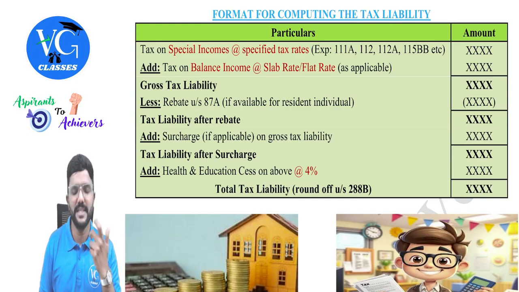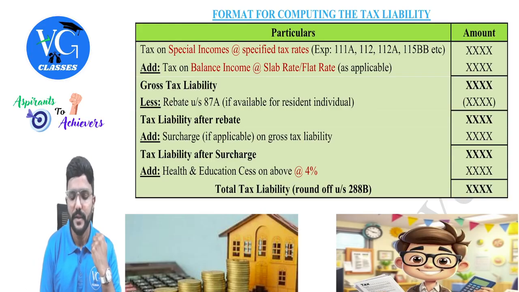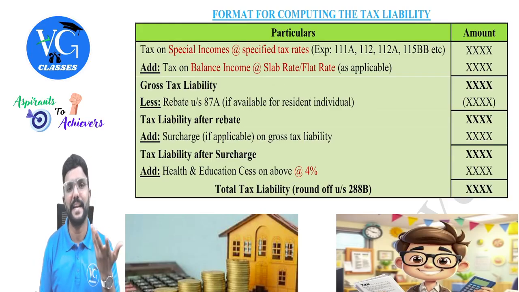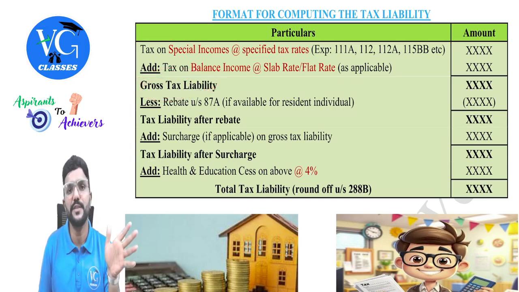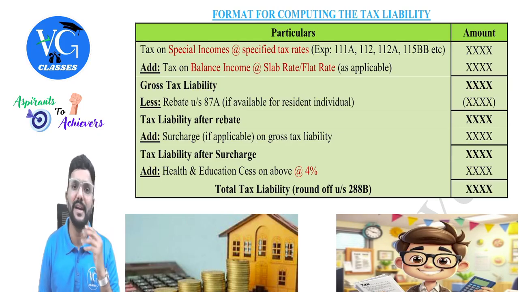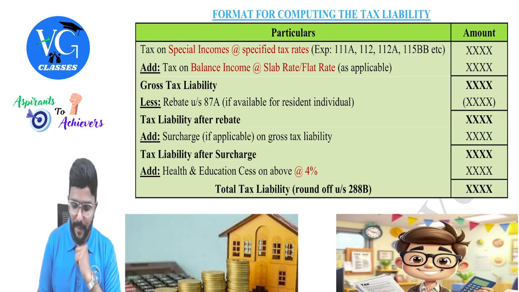Then whatever is the balance income, which we call normal income, calculate the tax at normal rate, which is either slab rate or flat rate as applicable to the assessee. When we add up both of these, we get gross tax liability. You might also ask, sir, what if the assessee doesn't have any special income? Then whatever is the total income will be taxed at the normal rates, guys. That is either flat or the slab rates.